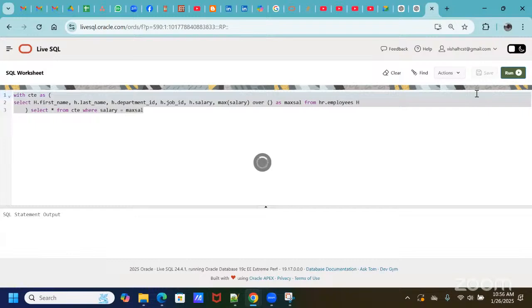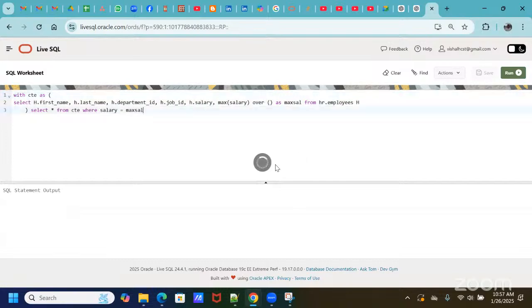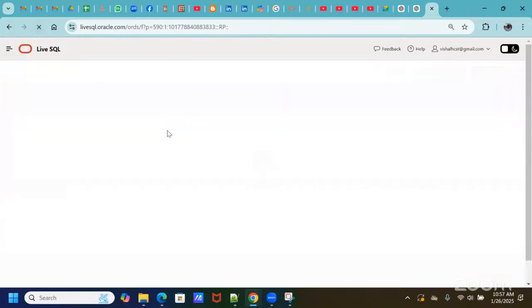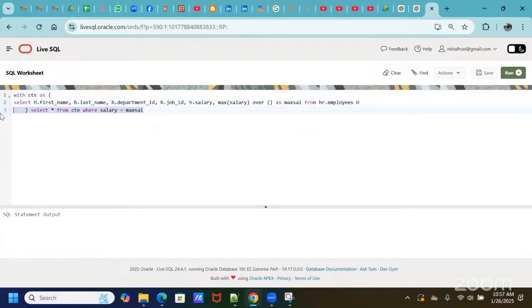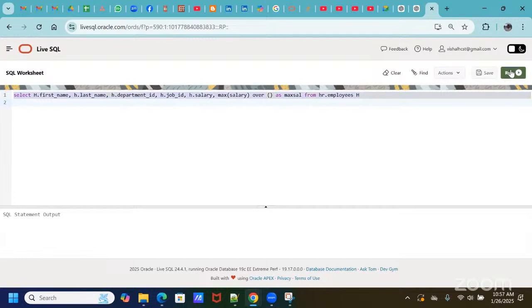Live SQL is a free environment. Sometimes it may get stuck, so don't worry. Is this a performance issue? No, this is not a performance issue. Sometimes it gets stuck because Live SQL is a free environment, so don't worry. A free environment sometimes makes you stuck.